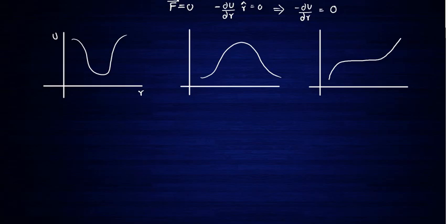Familiarity with the concept of maxima and minima will make us understand that here du/dr is 0 in all the three cases. So we are talking about the extremum points. In the first graph we are talking about the minima. In the second graph we are talking about the maxima. And in the third graph we are talking about the inflection point, also called the saddle point. So this happens to be a minima. This happens to be a maxima. And this happens to be a saddle point or inflection point.